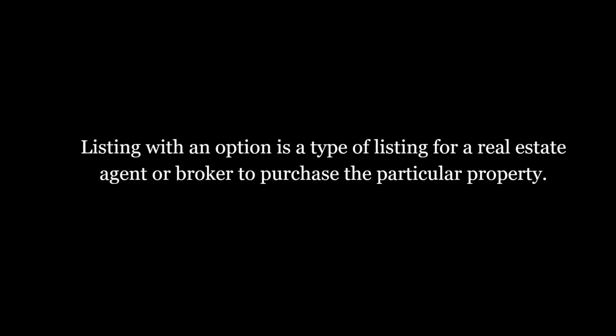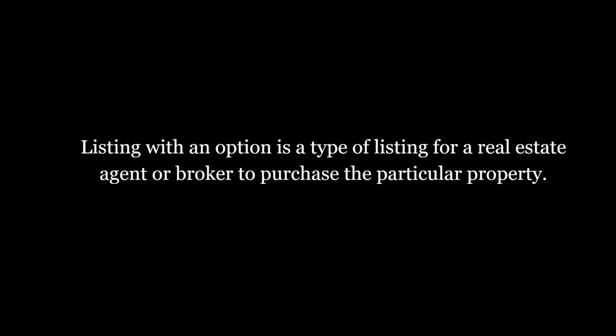All right, next one, listing with an option. Another popular contract discussion point. Think about that one. Come up with it. Alrighty, so what is listing with an option? Well, listing with an option is a type of listing for a real estate agent or broker to purchase the particular property. So believe it or not, it is legal for a real estate agent or broker to buy listed property directly. However, it needs to be specified in the listing agreement.